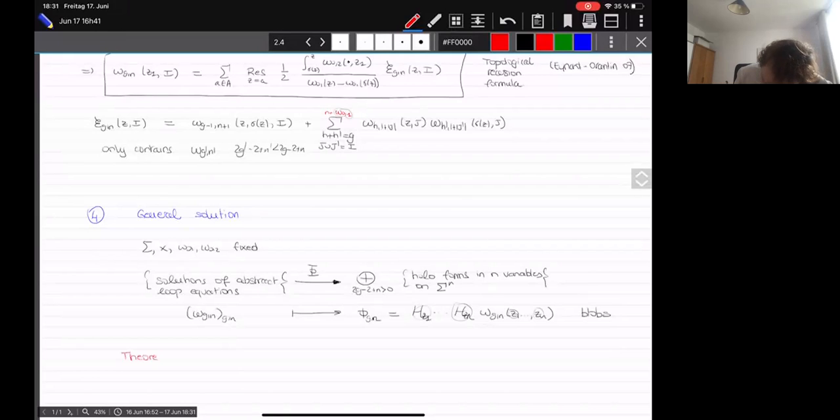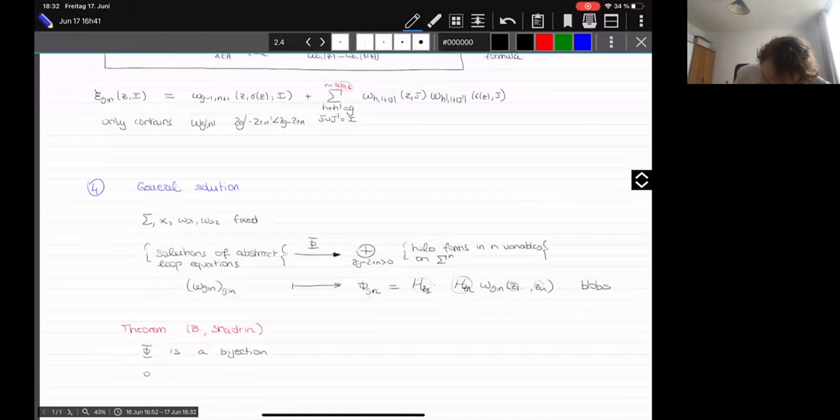The theorem, which we proved with Chidambaram, is that phi is a bijection. And somehow we already know what is phi inverse of zero. When you just take the zero holomorphic form for each gn, that's the case where the solution is normalized. So it's given by topological recursion.